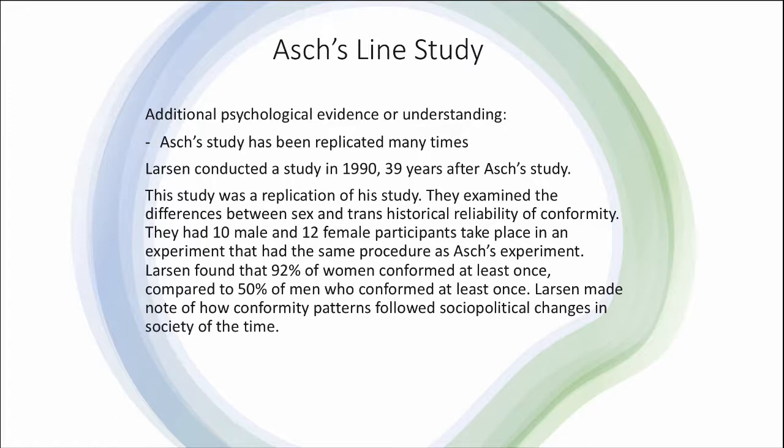They examined the differences between sex and trans-historical reliability of conformity. They had 10 male and 12 female participants take part in this experiment. They had the same procedures as Asch's line study experiment. Larson found that 92% of women conformed at least once, compared to the 50% of men who conformed at least once. Larson made a note of how conformity patterns followed the socio-political changes in the society of the time.